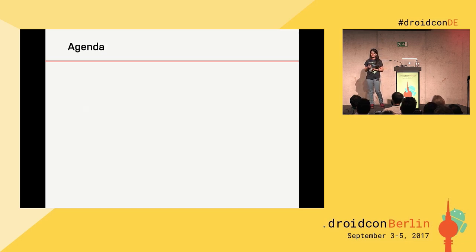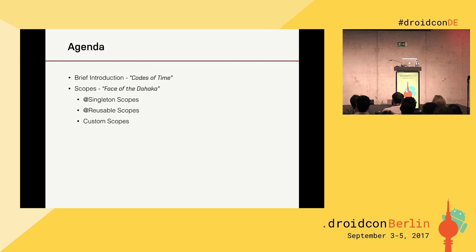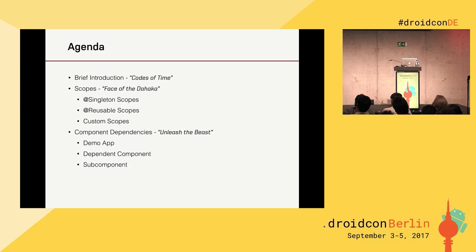So this is the agenda for this talk. Firstly, I'm going to give a brief introduction of Dagger and how it came about. Then I'm going to deal with scopes, which is what I like to call the face of the Dahaka. I'm going to go into the singleton scope, the reusable scope, and maybe a little bit of custom scopes. Then I'm going to explain a little bit about component dependencies, via a demo app, which is going to be a Pokemon app.